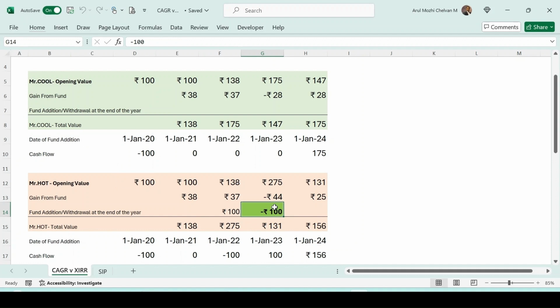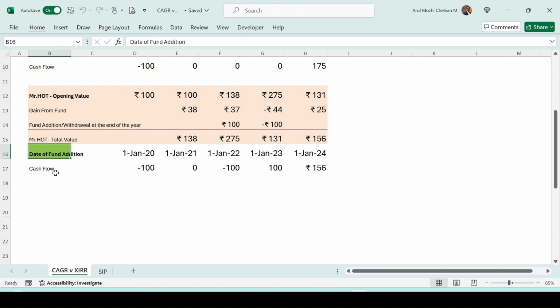For that, first we have to define the cash flows. Here, the cash flow of Mr. Cool. Initially, he added rupees 100, that is the initial investment. I put here minus 100 because it is a cash outflow from the investor's perspective. He paid from his pocket, so it is a cash outflow, so I put minus 100. After that, he didn't add any funds in the next 3 years. At the end of the fourth year, he withdrew all his investments.